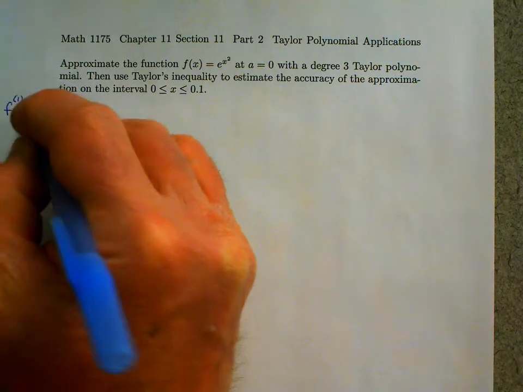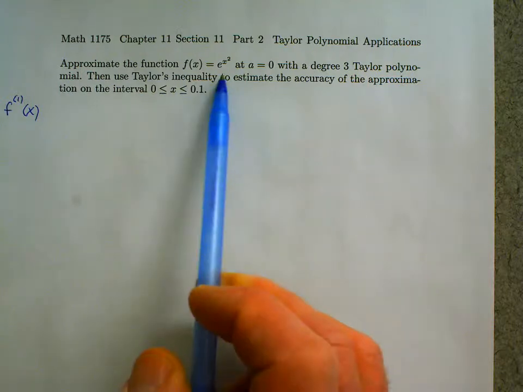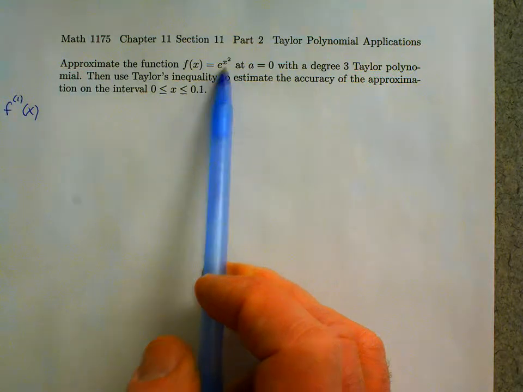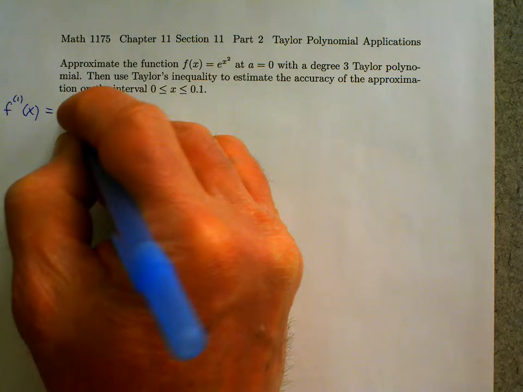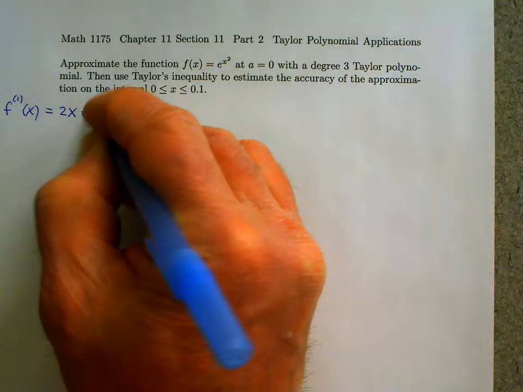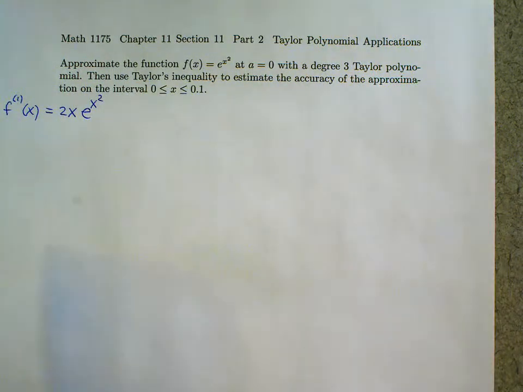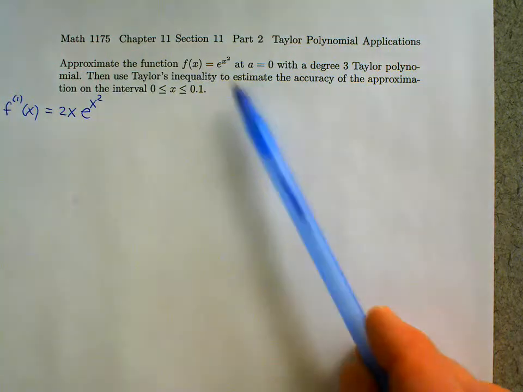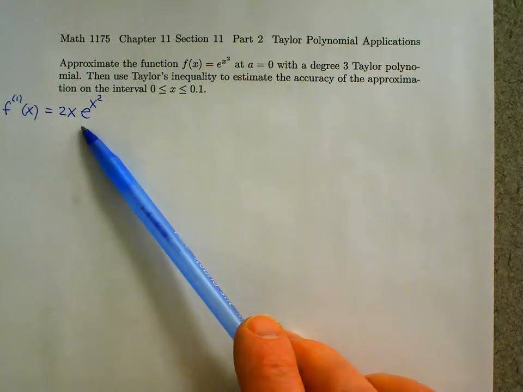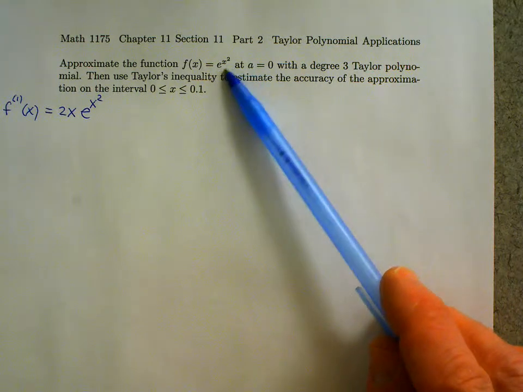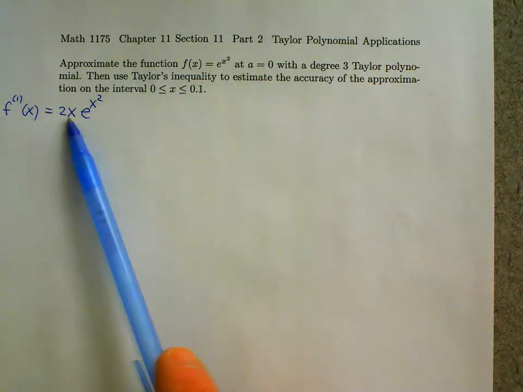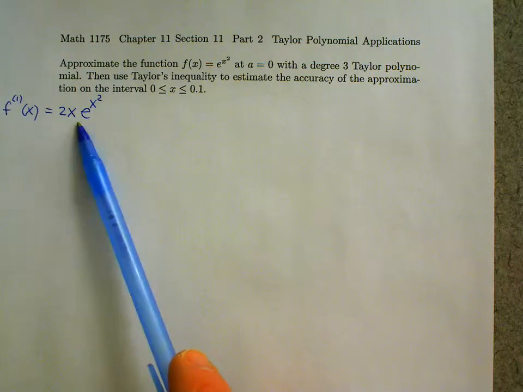So the first derivative of e to the x squared is 2x times e to the x squared. This is just an application of the chain rule. You can think of e to the x squared as a composition of 2 functions, and then this is what you get when you apply the chain rule.